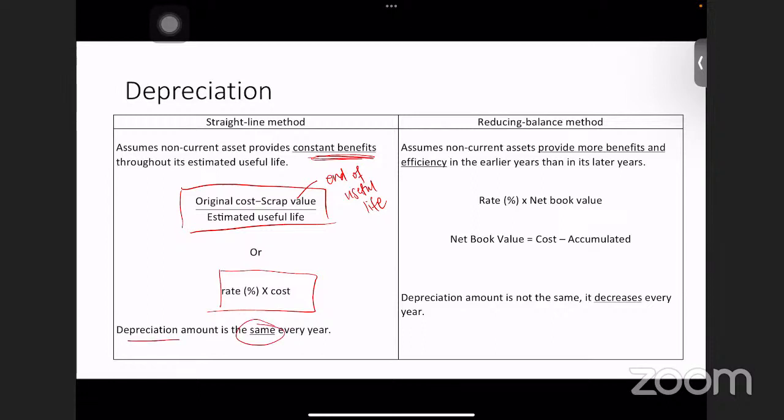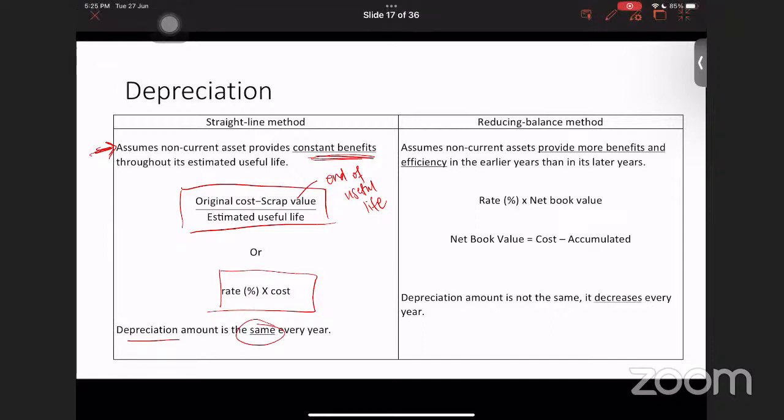Okay? Okay, so for this first line, right, assume NCA provide constant benefit. This one you will write when they ask why they choose to use straight line method. Sorry, why is it suitable for them to use straight line method? Then this will be your answer, okay, because we assume that the benefits provided is constant. So let's move to reducing balance.